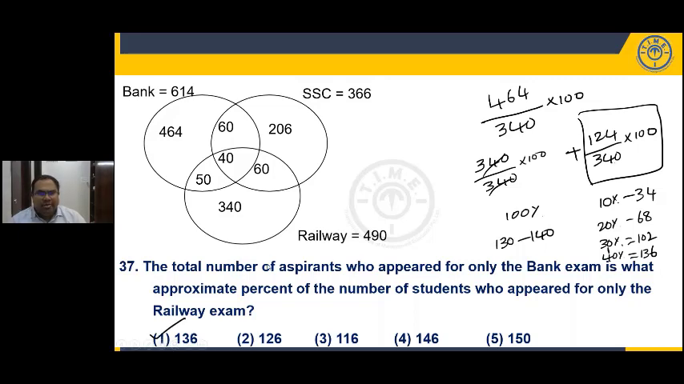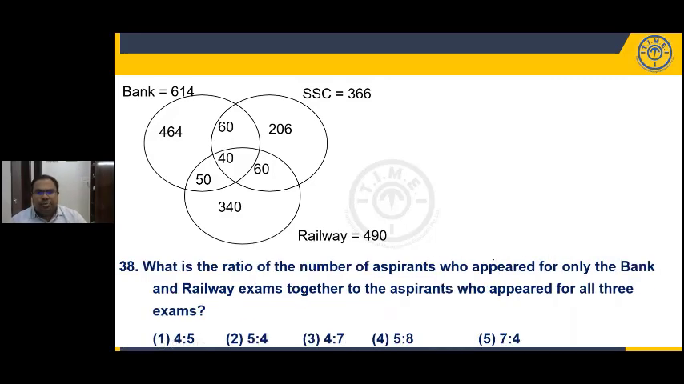You understood the calculation? Correct. So I'm taking 340 as 100%. How much extra do I have? 124. 124 forms what percentage? It is between 30 and 40, so my answer should be between 130 and 140. 136, that's the only option.